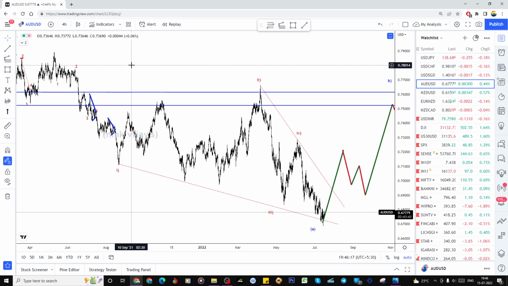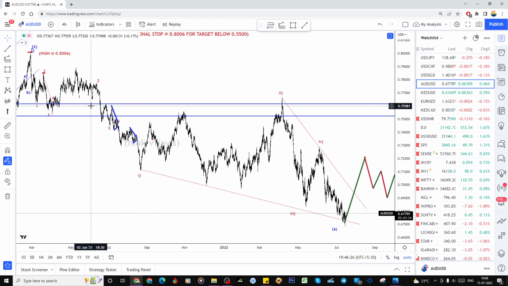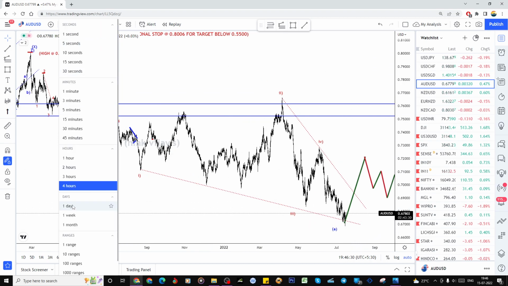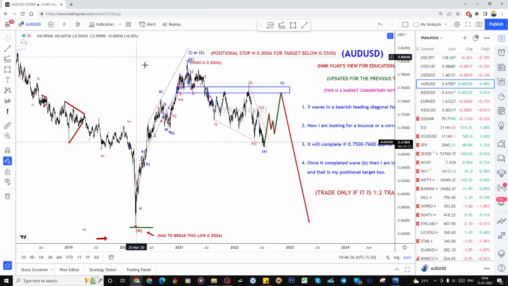I think so. See, this is a confusion I already explained several times, so I no need to do more. So 1, 2, 3, 4, and 5. I'm expecting this one. So if this is valid, I'm looking for the three-wave structure. So again, it can reach up to the 7, 6 also.